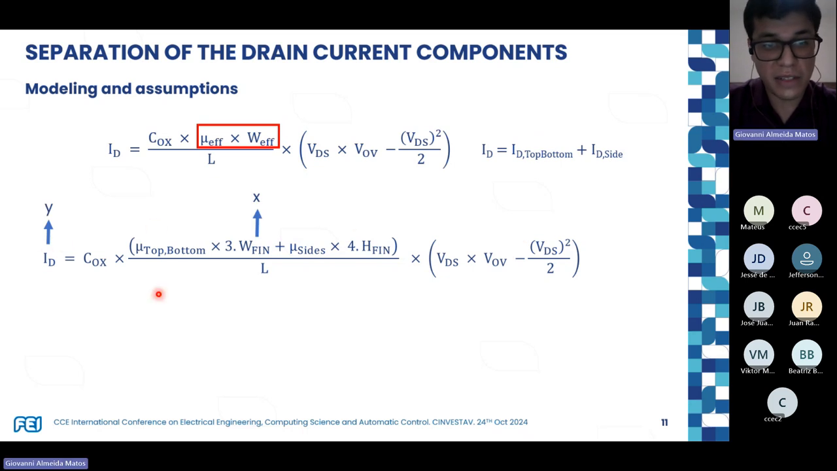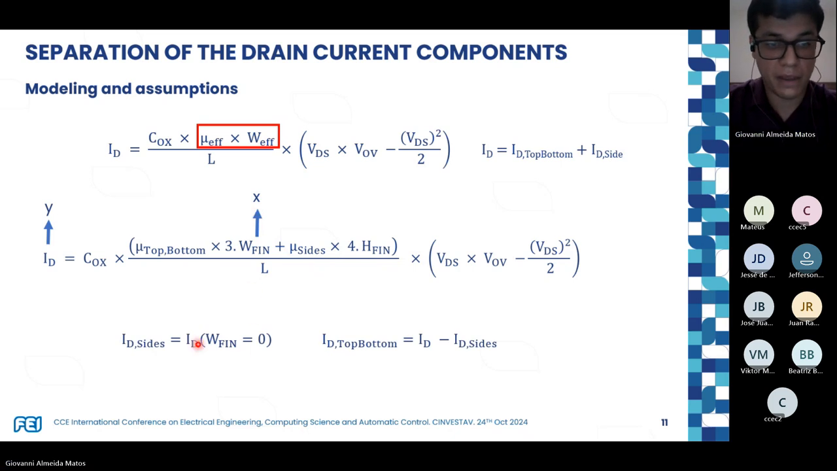As you can see, there is a linear dependence of the drain current on the fin width. So if we plot the drain current versus the fin width for transistors with the same height, same length, and the same bias condition, we expect to see a straight line. And if we extrapolate this line to where the fin width is 0, we get the sidewall current. The top and bottom current is basically the total drain current minus the sidewall current.